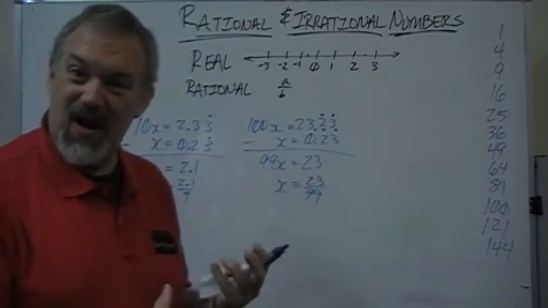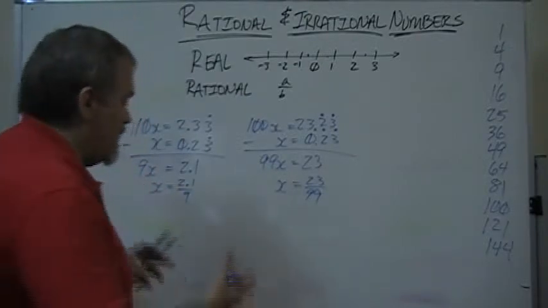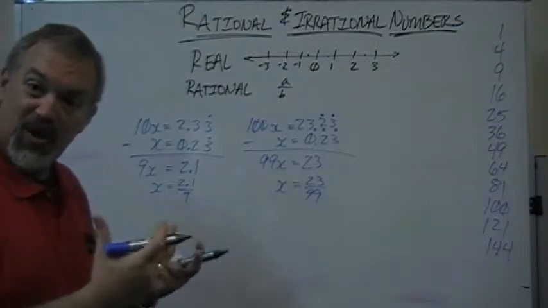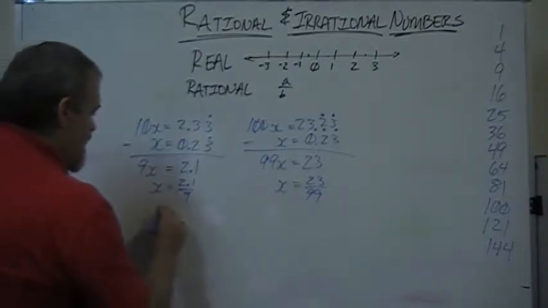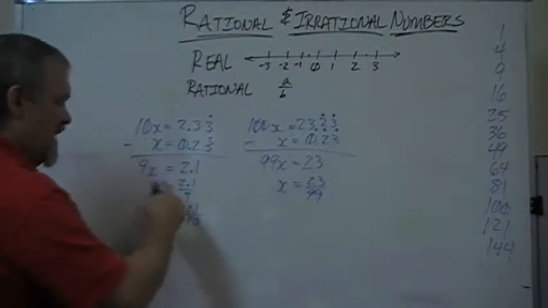It's a decimal within a fraction, so I still have a decimal number. How do I fix that? I multiply both the top and the bottom by 10. It's just like simplifying a fraction, except I'm multiplying here. And I'm left with x is equal to 21 over 90, because I multiplied the top and the bottom by 10.